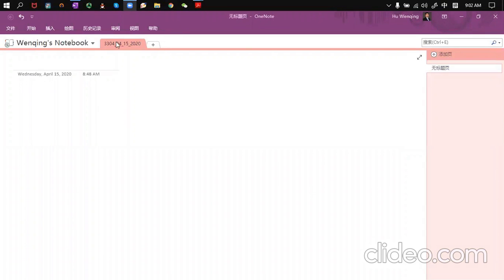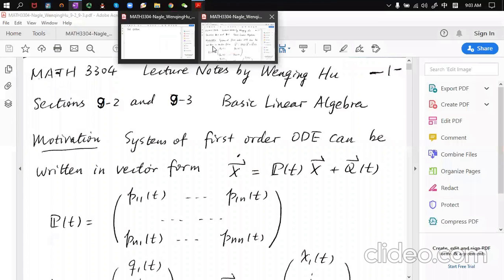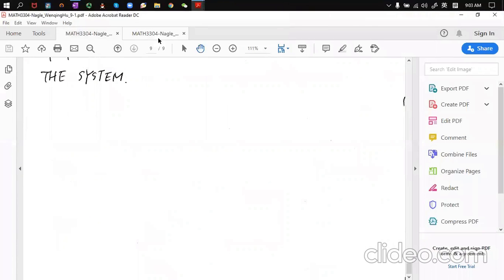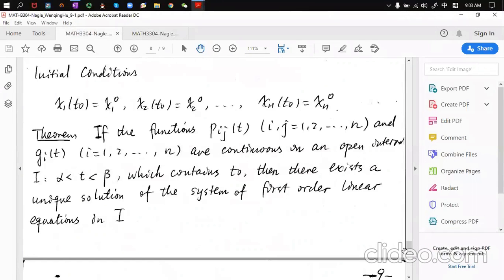So last lecture we had started to talk about systems of differential equations, systems of ODEs. We have seen that a system of ODEs is like this, and we've been talking about this in our last lecture.